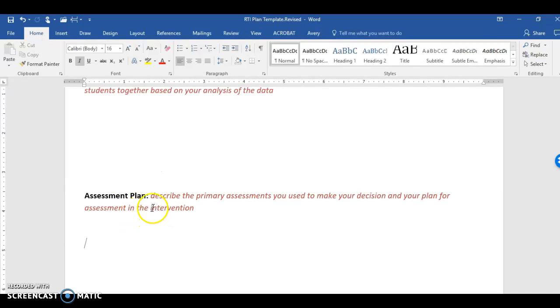And then I'd like you to think about the assessment piece. You're not really doing this on the template itself, so I'd like you to describe here what the assessments are that you used to make your decision. Tell me what you were focused on in that spreadsheet. And then tell me how you're going to use those assessments or other assessments in that area to plan for assessment in the intervention.